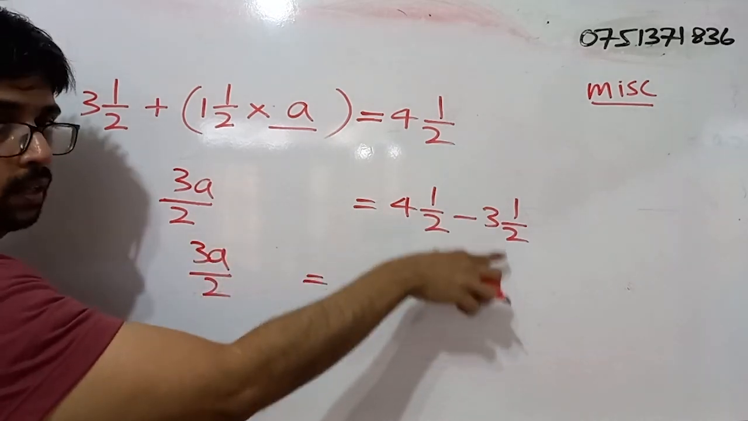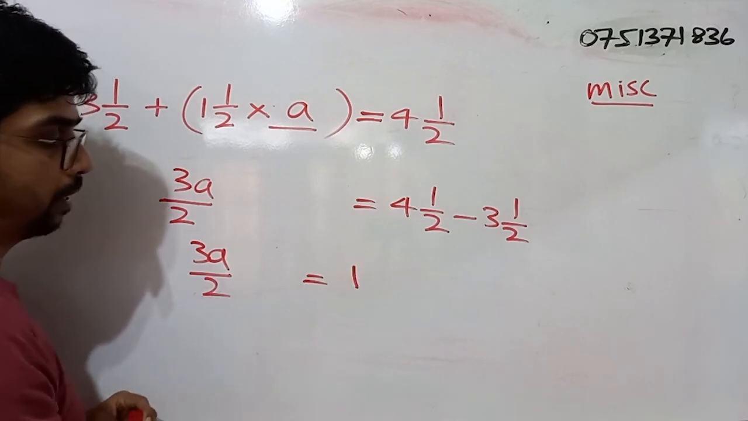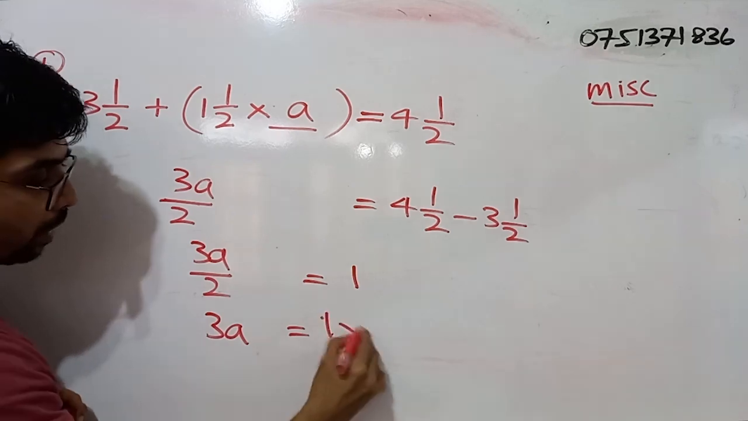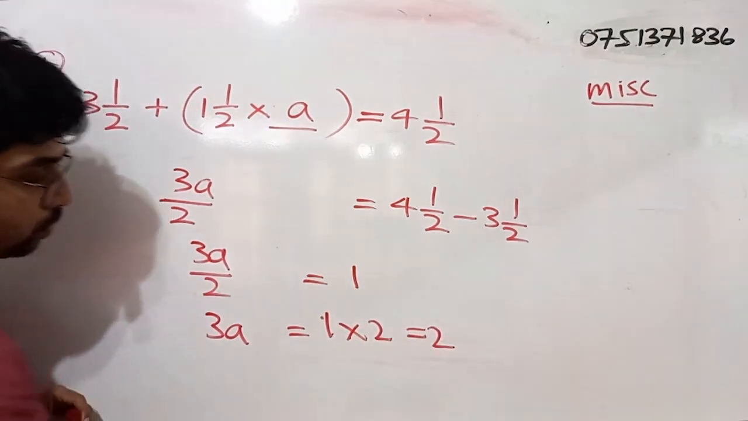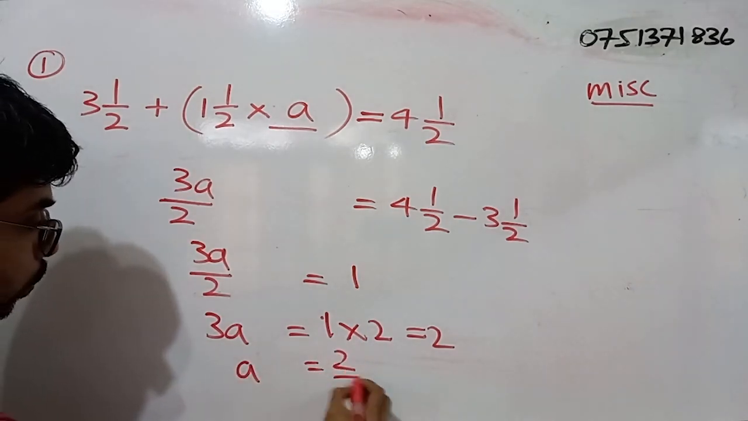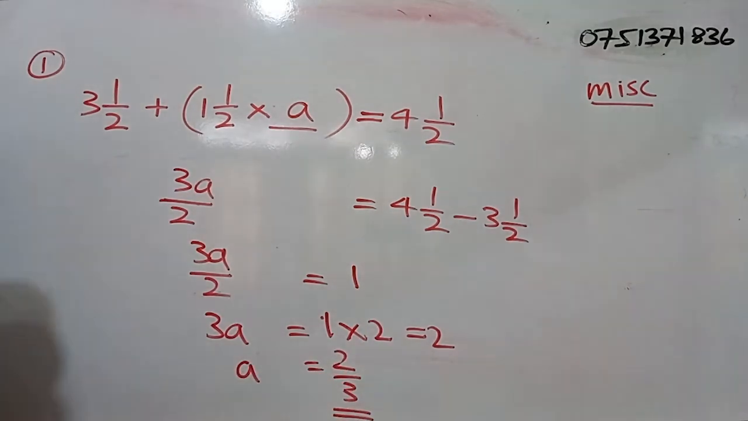4 and a half minus 3 and a half, that means what? 1. Now 3a is equal to what? 1 times 2, which is 2. Right? Now a is what? 2 divided by 3 or 2 by 3.